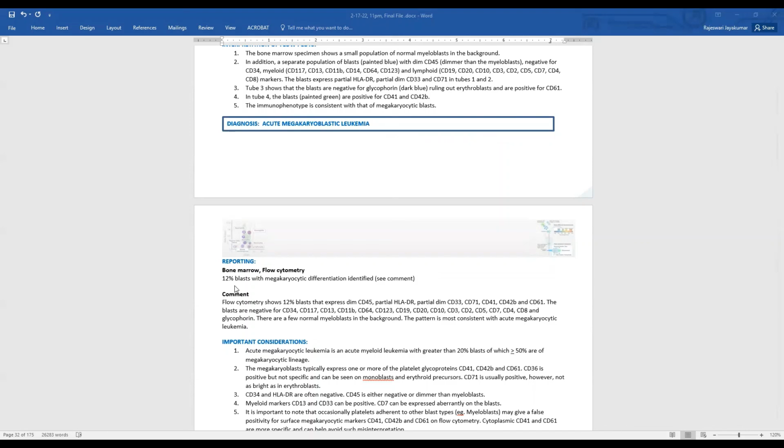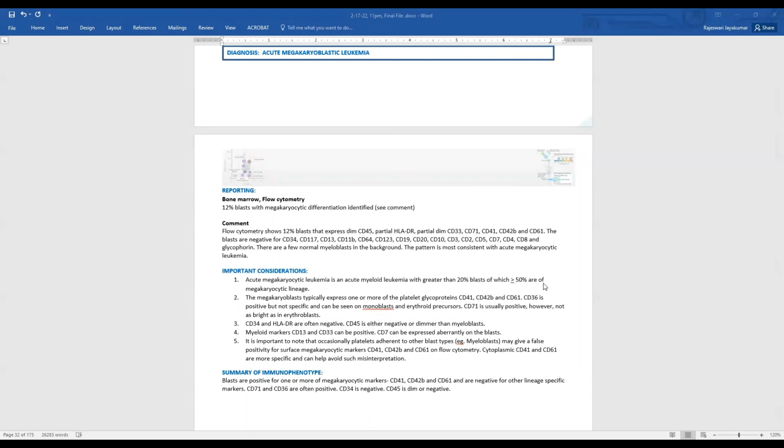Now, if you recall, the blast in this case also had a dim CD33. CD13 and CD33, and sometimes even a dim CD7, can be seen in megakaryocytic blasts. That doesn't change anything. And CD71 is usually positive in megakaryocytic blasts, but they don't reach the intensity that you see in the erythroid blasts. CD34 and HLA-DR are usually negative, although in this case HLA-DR is partially positive, and CD45 is much dimmer in megakaryocytic blasts. And actually, there will be cases where they can be completely negative also.